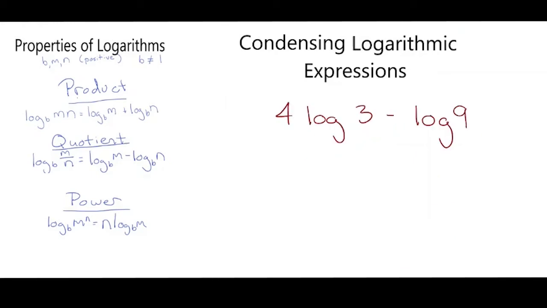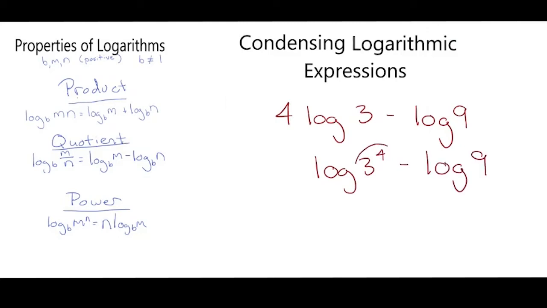Okay, so here I have 4 times log 3 minus log 9. You'll notice there are no bases here. So we know that the base is 10. But for the purpose of condensing this, we don't even necessarily need to know that. Just know that there is a base 10 there. But what I do need to do is I need to condense 4 log 3. Well, you'll notice that if there's a number out front here, that is modeled in the power property. So what I'll do is I'll rewrite this as log 3 to the 4th power minus log 9.